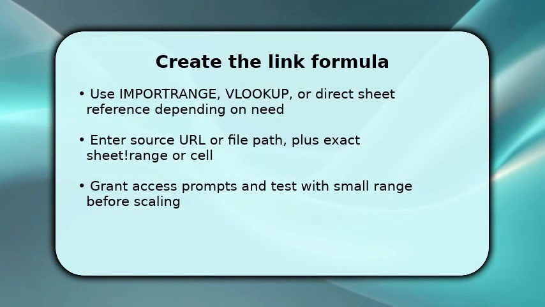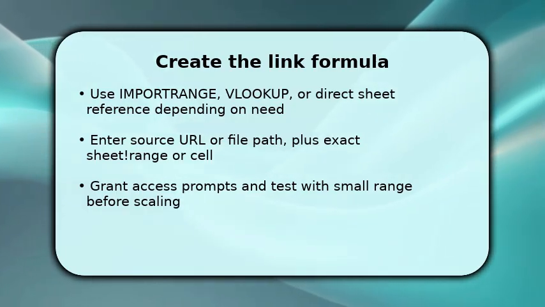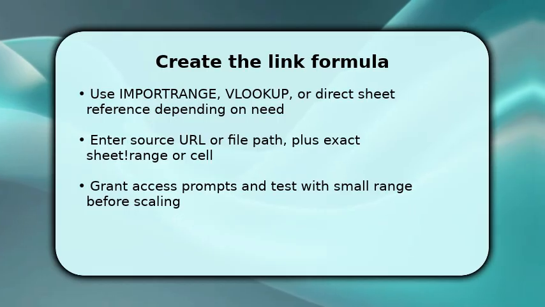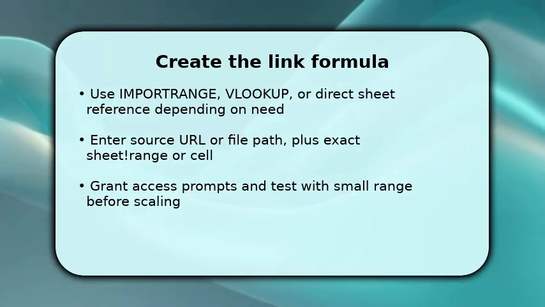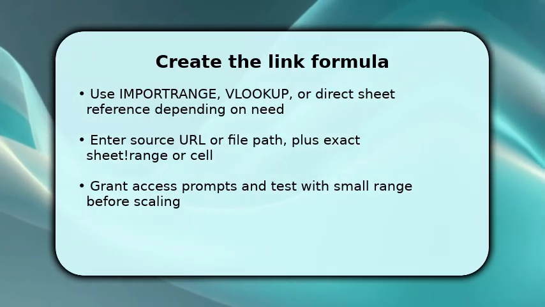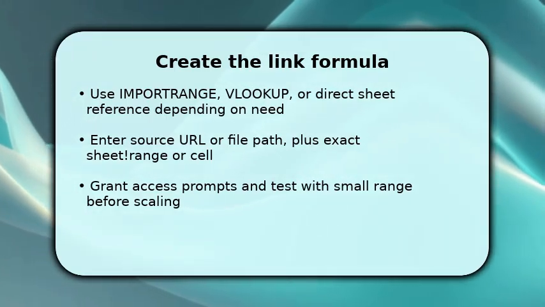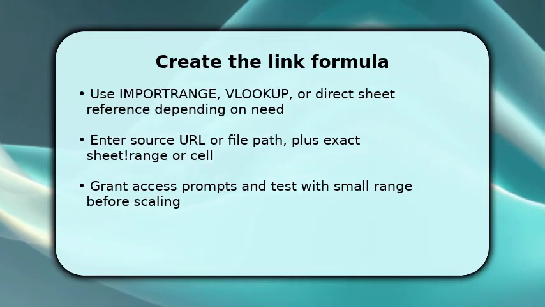Now create the link with the appropriate formula. Use import range for Google Sheets across files, direct bracketed references for Excel workbooks, or VLOOKUP/index match when mapping rows. Enter the source file path or URL and the exact sheet, range or cell you noted earlier. Precision matters. If prompted, grant access so the destination can read the source.